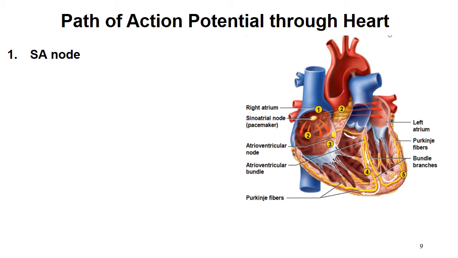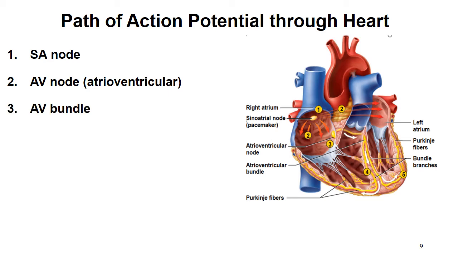So now we go from the SA node to step number 2, which is the AV node, still located in that right atrium. It's called the AV node because it's between the atria and the ventricles. Step 3 is the AV bundle. We're now at the base of the right atria. And again, these are numbered in order. You should know them in order.